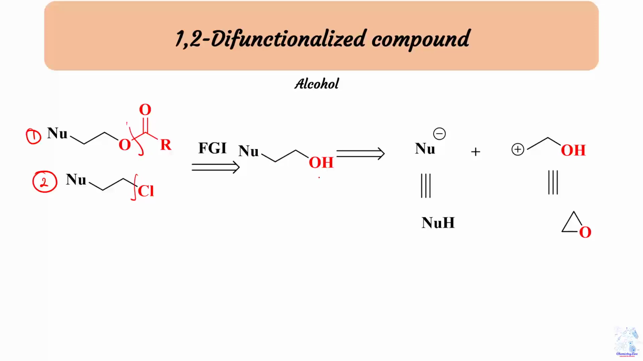When we proceed with the 1,2 C-X disconnection of that OH compound, we will get the nucleophile and the alcohol having a carbocation. So that is a carbanion and that is a carbocation. That cation, the lone pair attacks over here and will form the epoxide ring, and then H plus will be attached here with the nucleophile, and that is the basic outline.